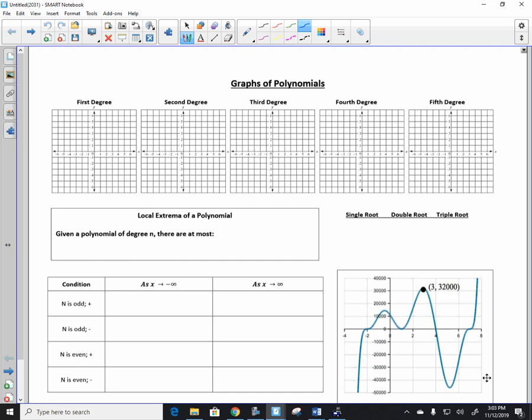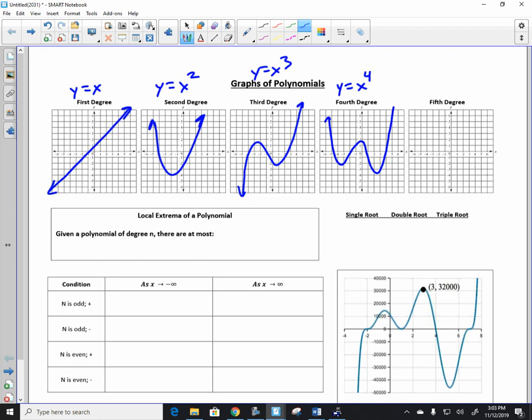First degree equation, y is equal to x, has this type of shape. You guys know that. Y is equal to x squared has this type of shape. Y is equal to x cubed has this type of shape. Fourth degree, y is equal to x to the fourth has this type of shape. And y equals x to the fifth, you kind of see a pattern developing, has that type of shape.